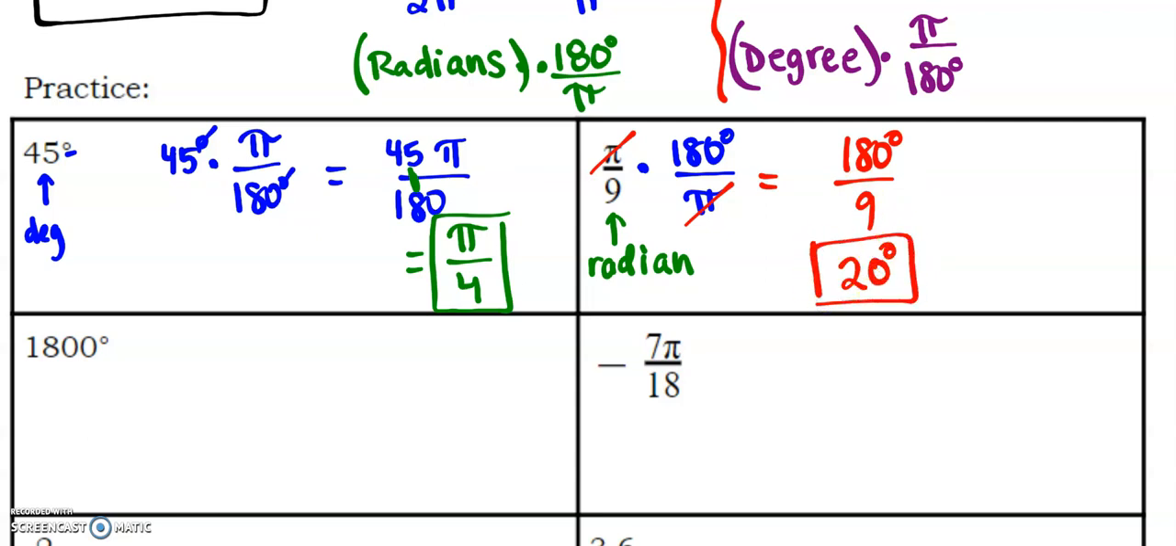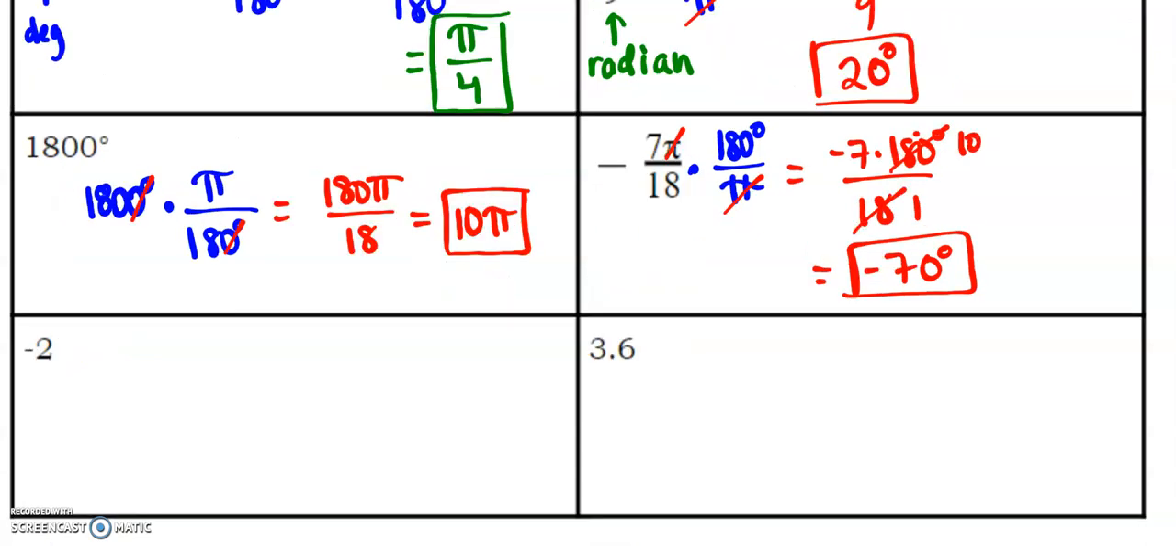All right, now I want you to try these next two on your own and come back and see the answer. Hopefully you got 10 pi for this next one, and then negative 70 degrees for that last one. If you need to pause so you can see the work, go ahead.